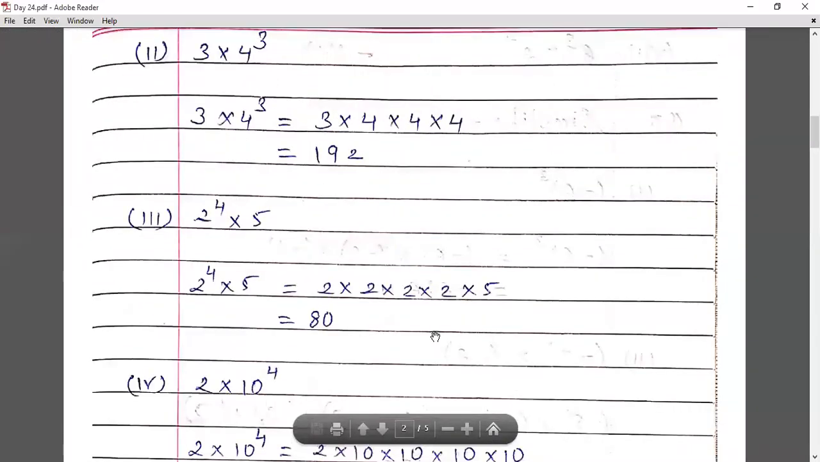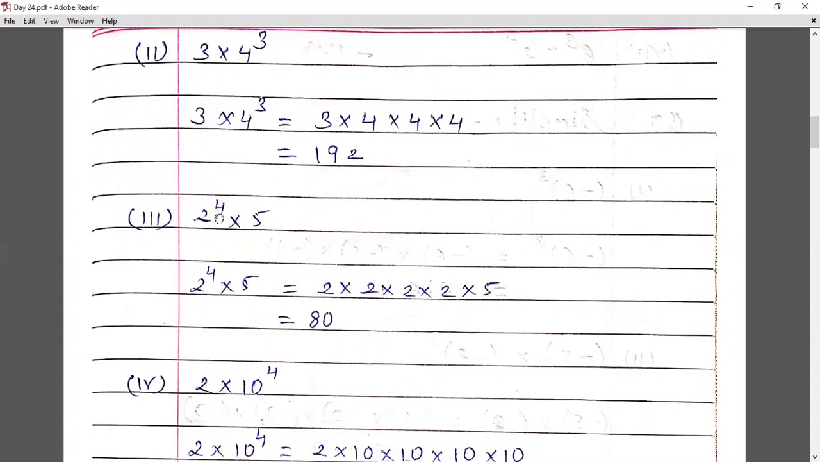Part 2 is 3 into 4 raised to 3. 3 into 4 into 4 into 4. 4 4s are 16, 16 4s are 64. 64 into 3 will give you 192. Or you can do it 3 4s are 12, 4 4s are 16. 12 into 16 will give you 192.